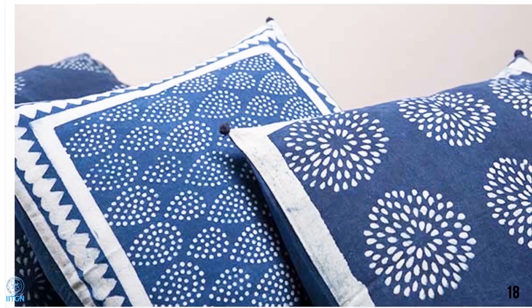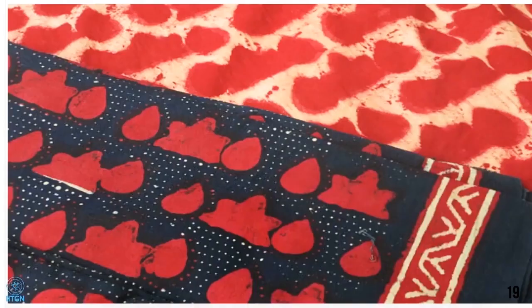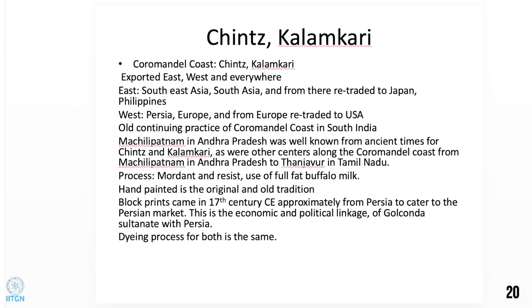This too is dabu. This is the red dabu that they call, but just a variation in terms of color patterns and so on. We have Chins Kalamkari. This is Coromandel Coast. India was very much famous for this. It went everywhere, east, west, and so on.